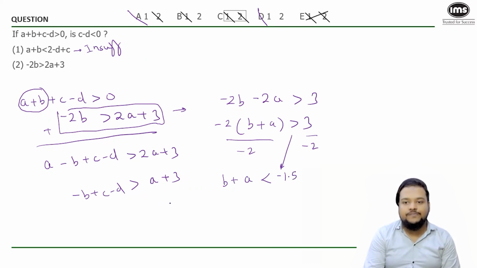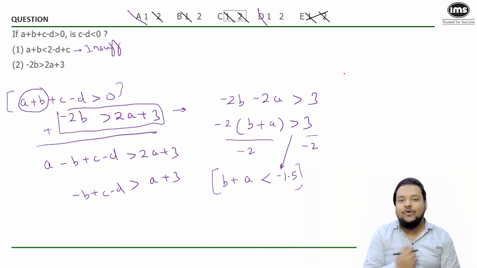Now guys, if you observe, if we add this inequality with the given inequality, we can get something. Observe. That's why GMAT is very clever, right? They know the test taker knows a simple strategy of adding the inequalities, so they can easily find a way to make you stuck, right?